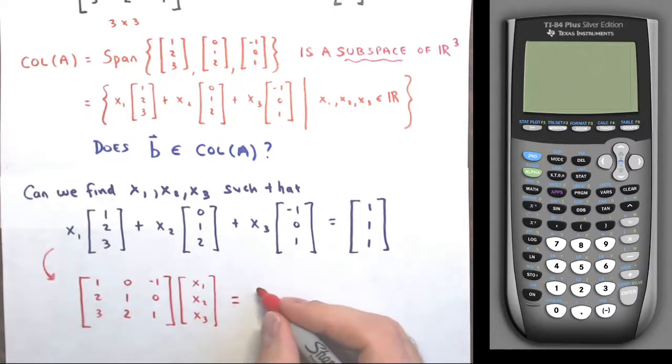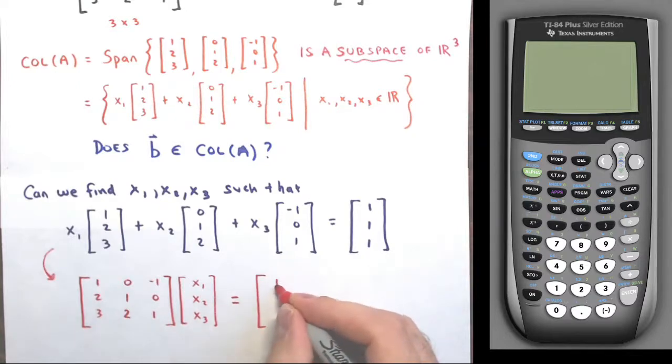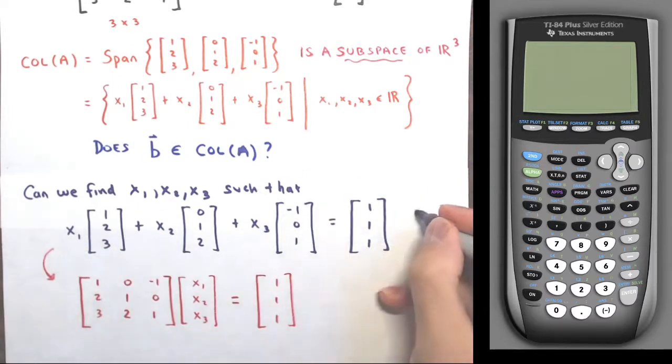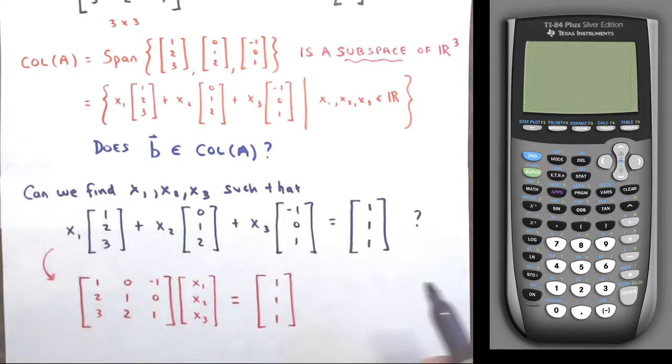And this needs to be equal to 1, 1, 1, the vector B. And again, does this have a solution? This is the question here. Can we find it? So we're trying to solve this.